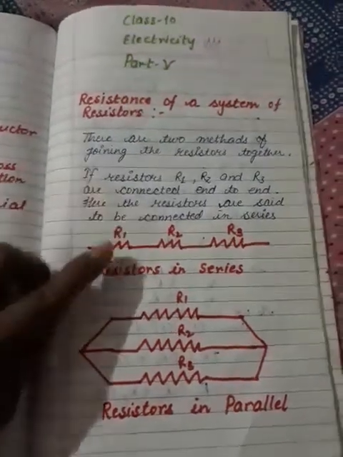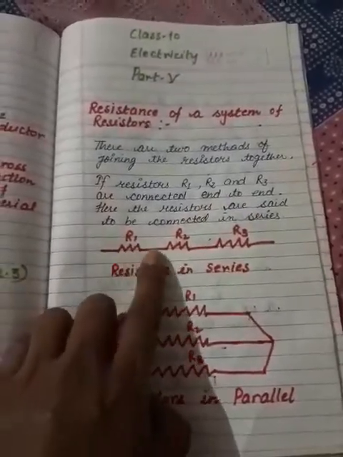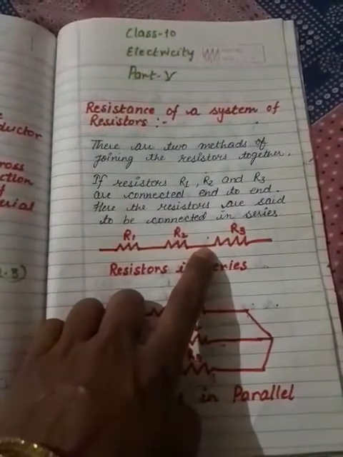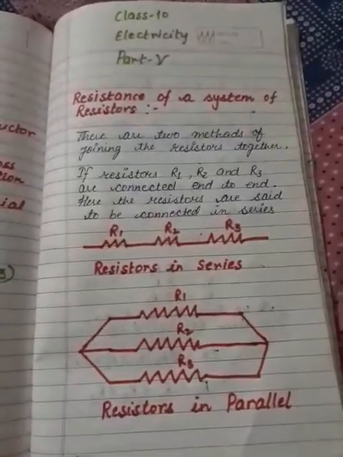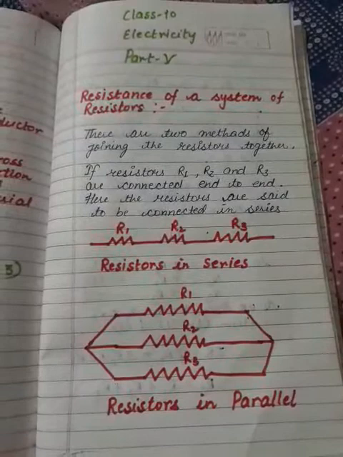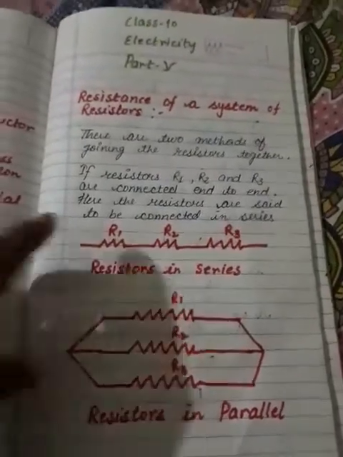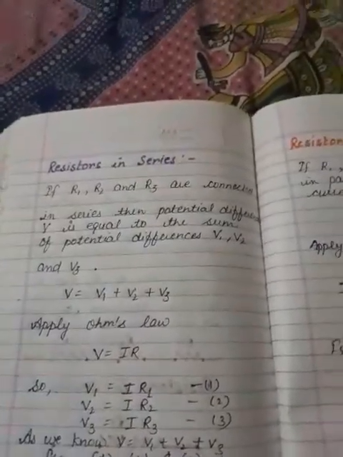If resistors R1, R2 and R3 are connected end to end, this is the end of R1, then it is connected to R2, and R3 is connected to the R2 end. So when R1, R2 and R3 are connected end to end, the resistors are said to be connected in series. When these are connected end to end, it is resistors in series, and when these are connected in parallel, it is resistors in parallel. Now we are going to talk about resistors in series.